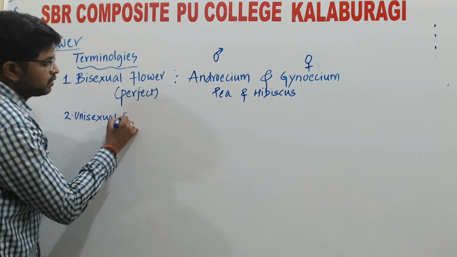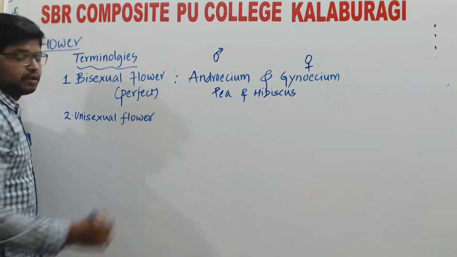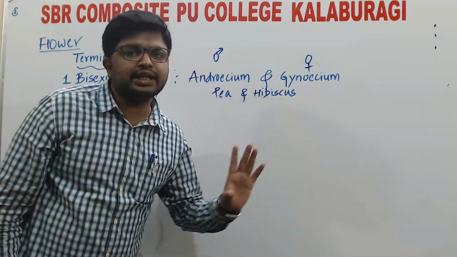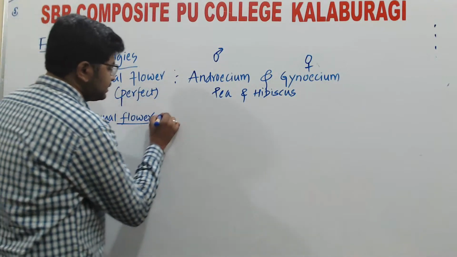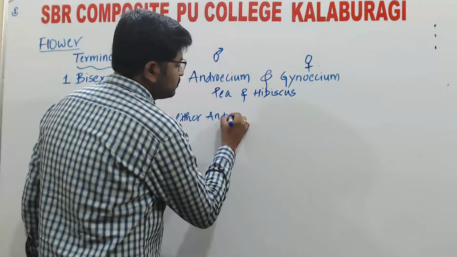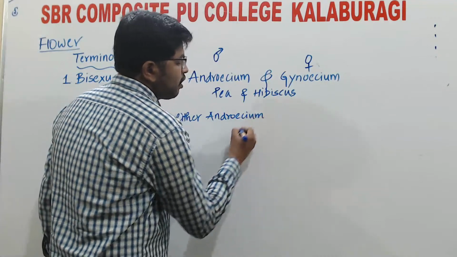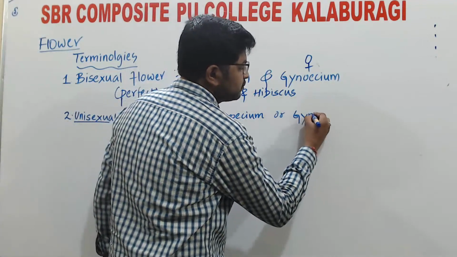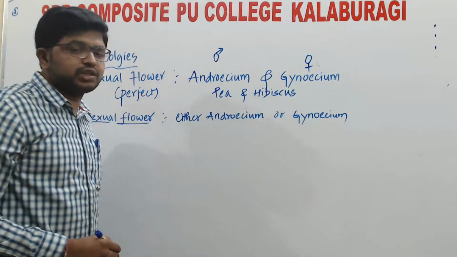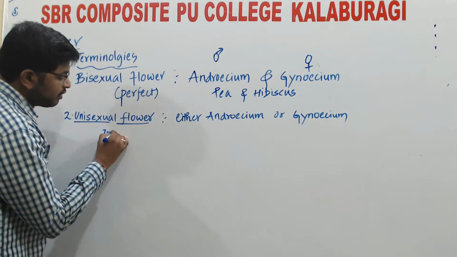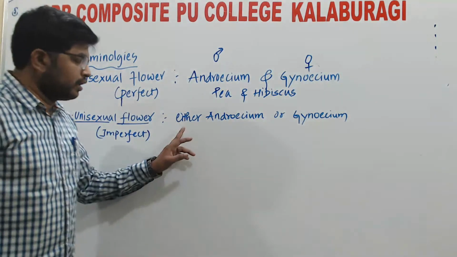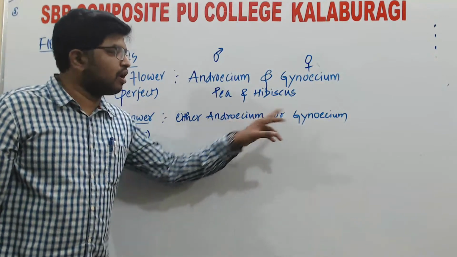The next one is unisexual flower. Now, what is this unisexual flower? A flower which has either androecium or gynoecium, but never both, such flowers we call unisexual flowers. You can call it an imperfect flower. A flower either has androecium or gynoecium.